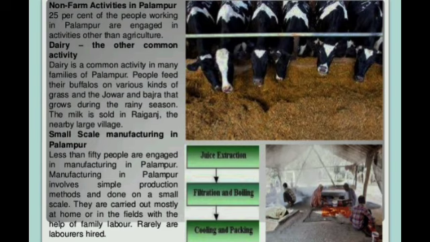One of the non-farming activities that are practiced by the people of Palampur is dairy. Dairy basically means the distribution of milk or the products related to milk. Dairy is a common activity in many families of Palampur and villages across India. People generally feed their buffaloes on various kinds of grasses and the jowar and bajra that they grow during the rainy season. Later, the milk is sold in Raiganj and the nearby villages.